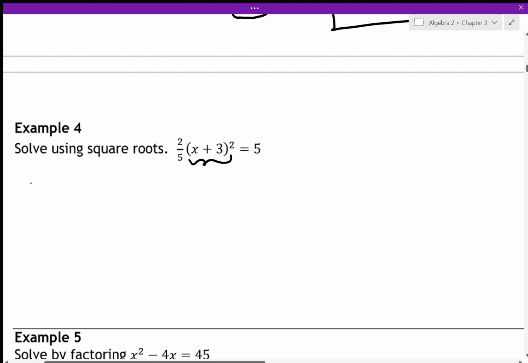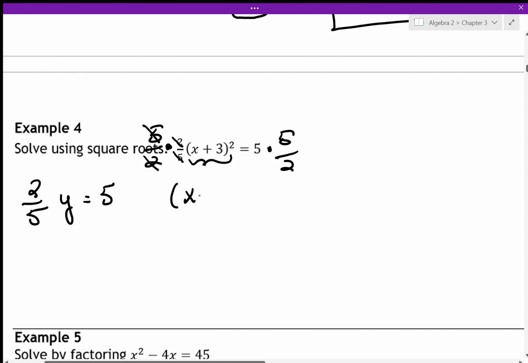Again, I think about solving this as if it was just 2/5 y equals 5, and I try to get my y by himself. So I'd multiply by the reciprocal here. I'm going to multiply by 5 halves. On the left side, the 5 in the numerator and 5 in the denominator cancel. 2 in the numerator and 2 in the denominator cancel. And I'm left with just x plus 3 quantity squared equals, now on the right side, 5 times 5 gives me 25 in the numerator, and then just 2 in the denominator.